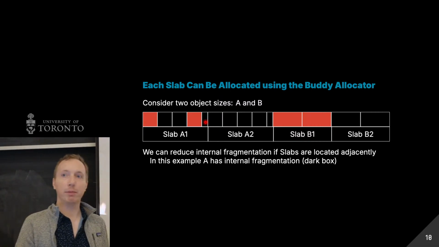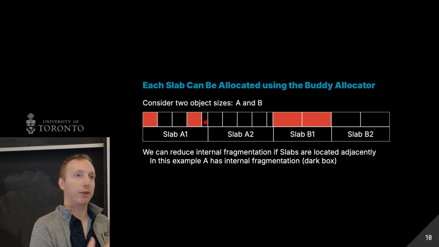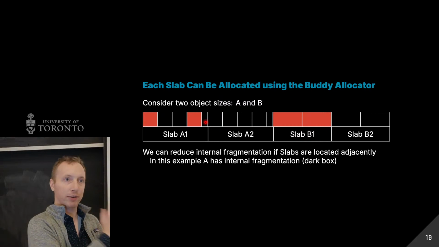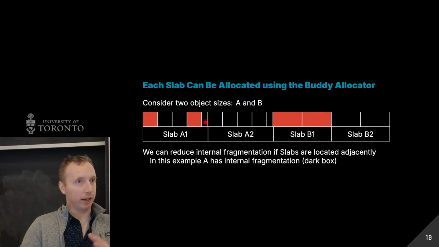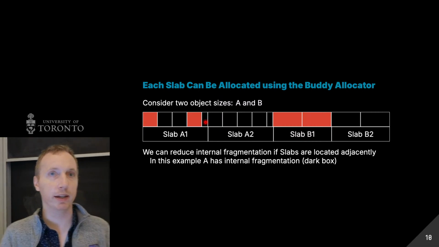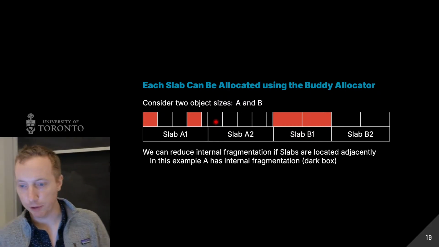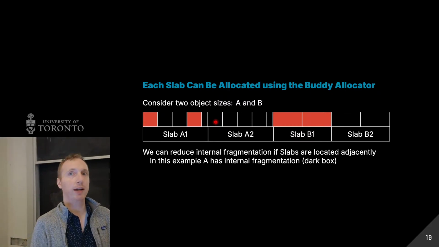But instead, I could say, okay, buddy allocator, just give me 100 or 1,024 bytes, and I'll stick a whole bunch of A's right beside each other, and then I can fit way more in. That is basically the idea behind it. So you can mix and match, you can do whatever you want. Is everyone all right with that?